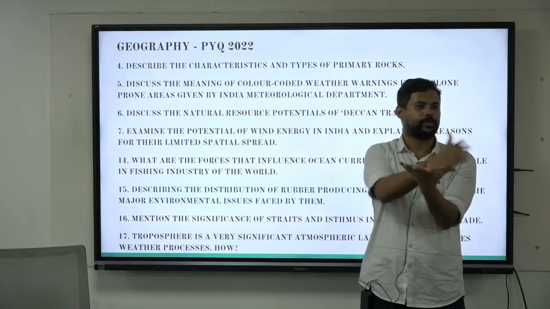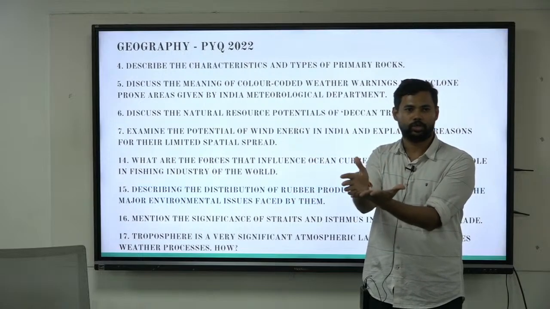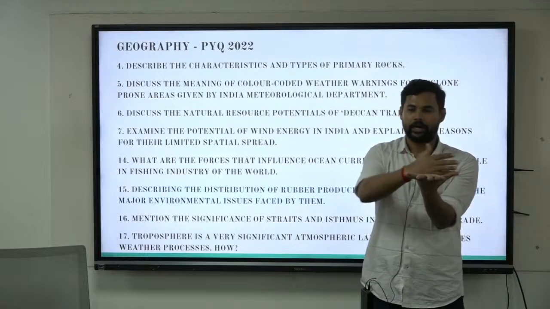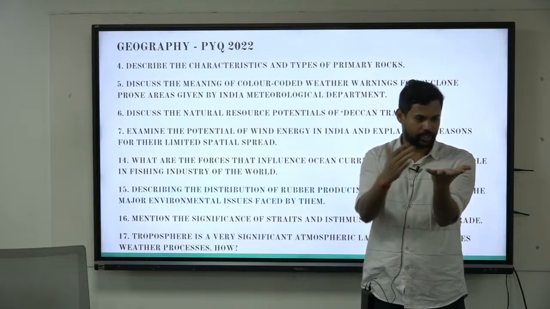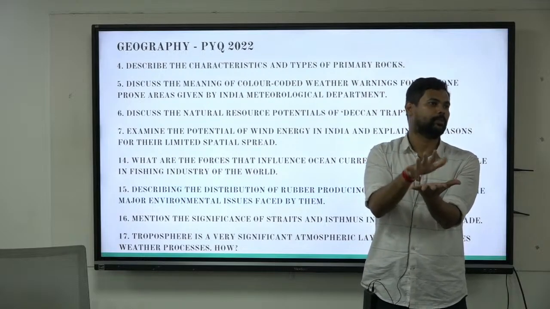If they're asking about wind energy, you make sure that other dimensions are also covered: solar, biomass, geothermal, wind energy, like that. If they ask about energy resources, cover all types of energy resources. If they're asking about one industry, cover different types of industries. That is how geography has to be approached here.